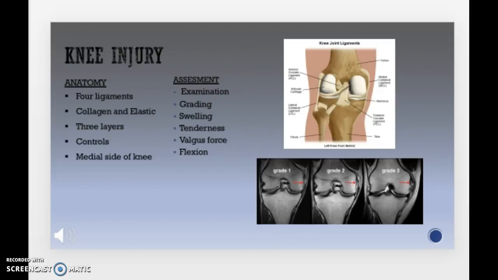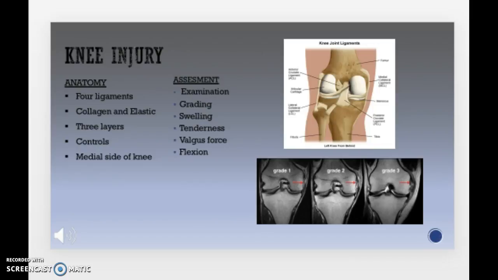Similar to the previous injury, the severity of this injury is on a graded scale. So grade 1 is a 0 to 5 millimeter opening, meaning that it's just a stretch. Grade 2 would be 5 to 10 millimeter opening in the ligament, meaning it's a partial tear. And grade 3 would be complete opening with 10 or more millimeters, meaning it's a complete tear.